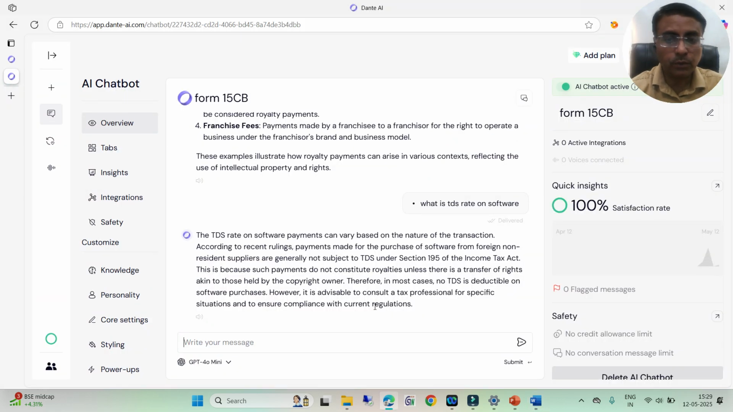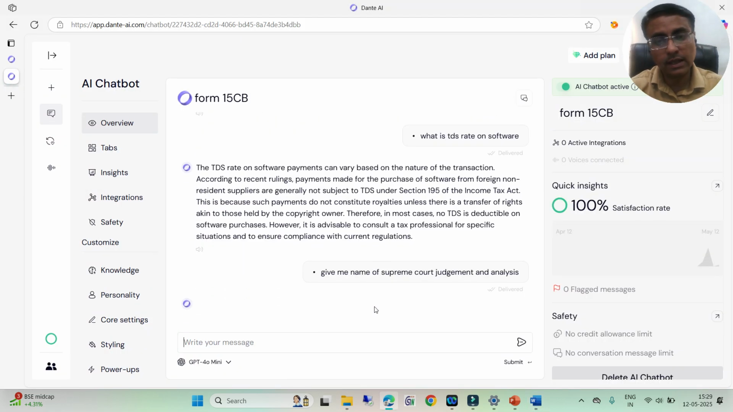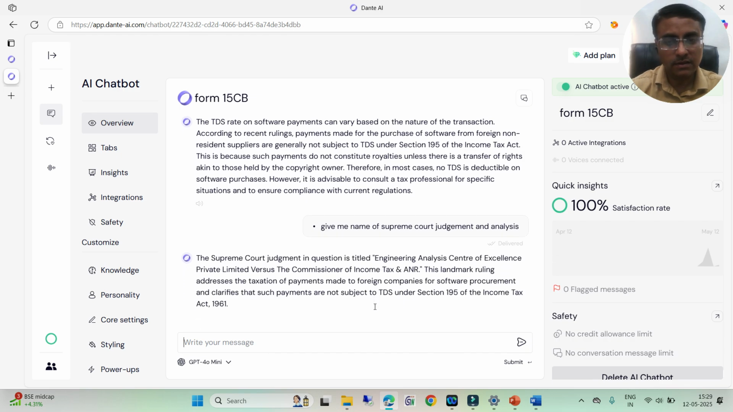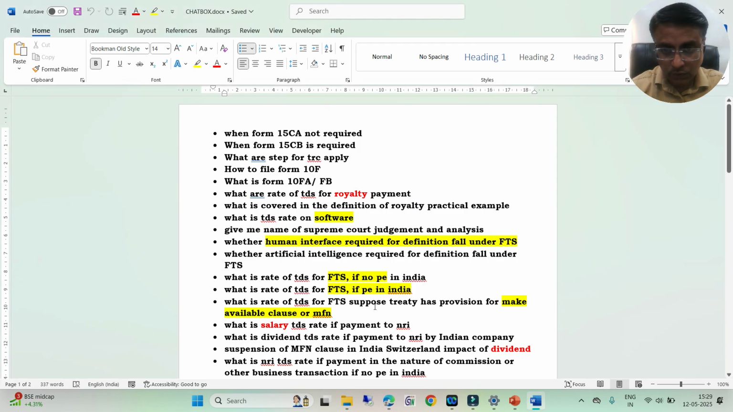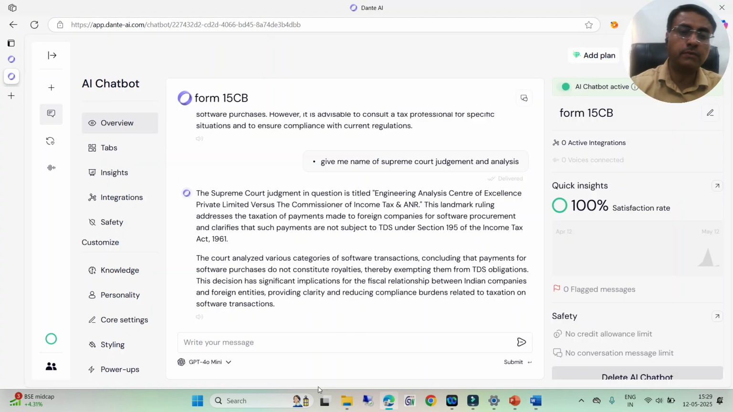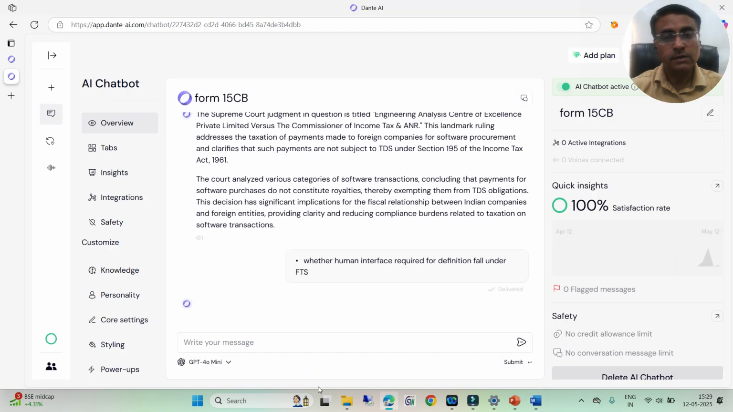Let me put this question before the AI: give me the name of the Supreme Court judgment and analysis. This is the answer given: Engineering Analysis Centre of Excellence Private Limited versus CIT. This case law decided the taxability of software. Now, whether a human interface is required for the purpose of FTS is a famous question.